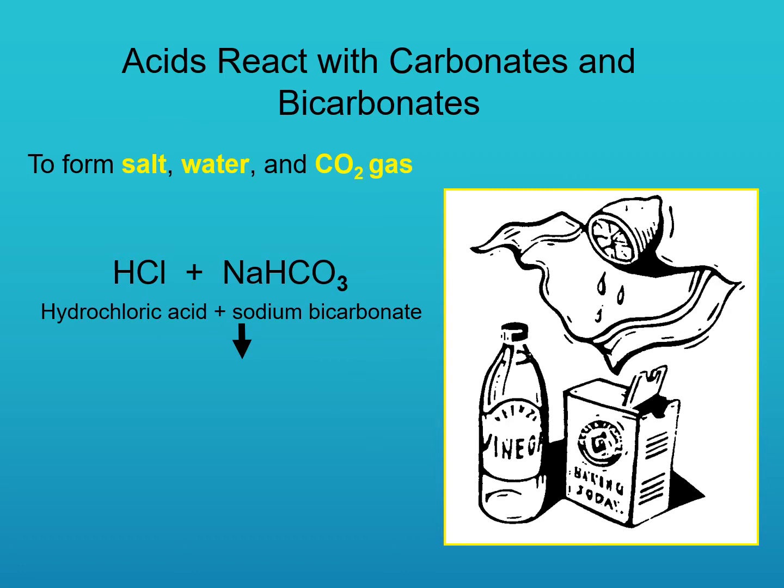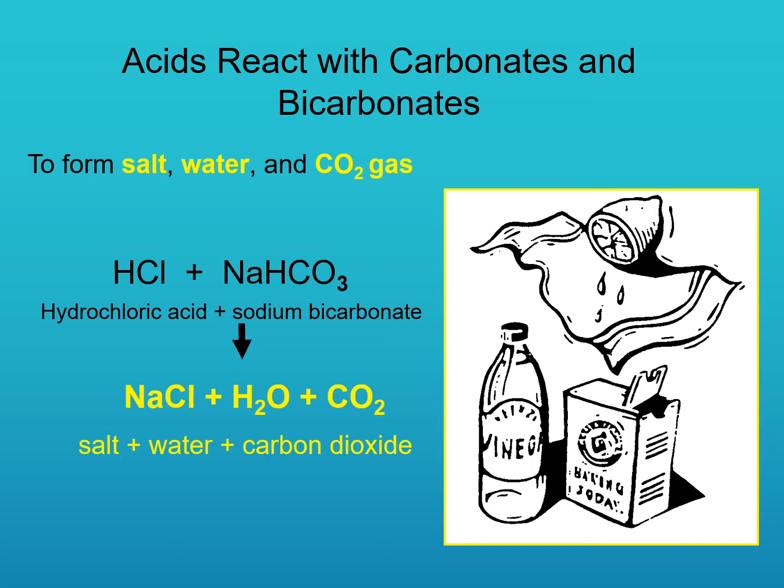Acids react with carbonates and bicarbonates. And when they do this, they will form salt, water, and carbon dioxide gas. So here's an example of this. We have hydrochloric acid and sodium bicarbonate, or baking soda. So what's going to happen? Well, we've got a salt, and our salt is sodium and chlorine, so that's where that comes from. We've got the sodium here and the chlorine right here with the acid. And then we have water, H2O, and our carbon dioxide, CO2.